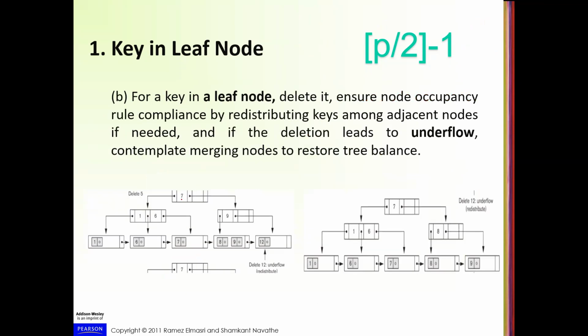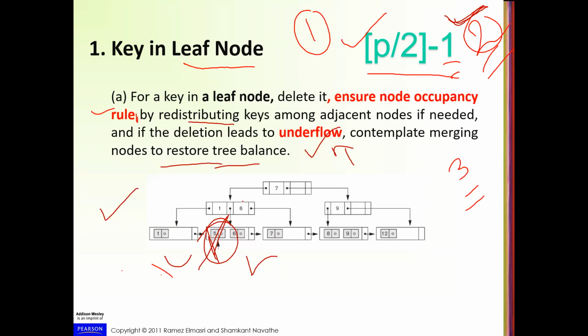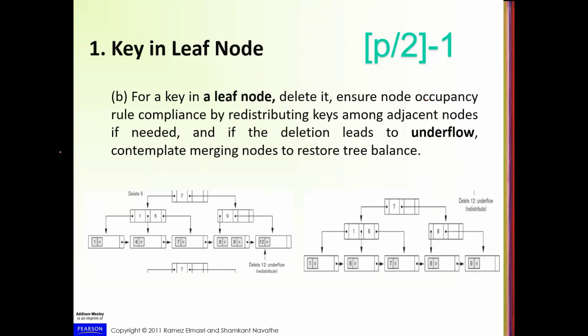For now, let's see what happens in another case. The key is inside the leaf node, but after deleting the key, the node will underflow, meaning that it is going to have no values inside the node. In our case, the order of the tree is 3. Maximum it can have 2 values, and minimum it can have 1 value. Now, if I'm trying to delete this 1 value also, the node will become empty. When it is empty, it is called underflow.